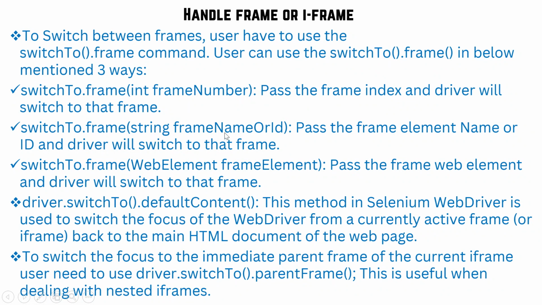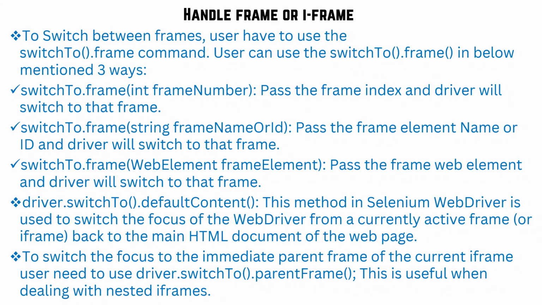Then another is the frame name or ID, in case the frame name or ID is available for the frame. That will be definitely a string. Pass the frame element name or ID and the driver will switch to that frame. And the last option is the web element reference. Sometimes in that frame there might be some web element reference, like class name or other things available, that I can use as a web element reference. Driver.switchTo().frame with the web element reference: pass the frame web element and the driver will switch to that frame. So that is the way I can handle the frame.